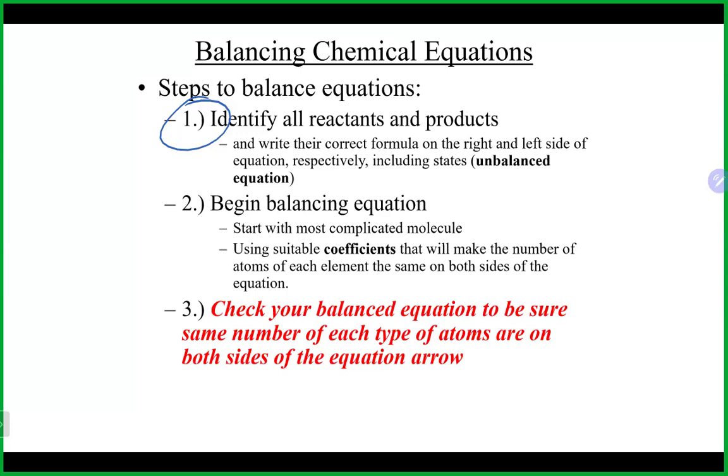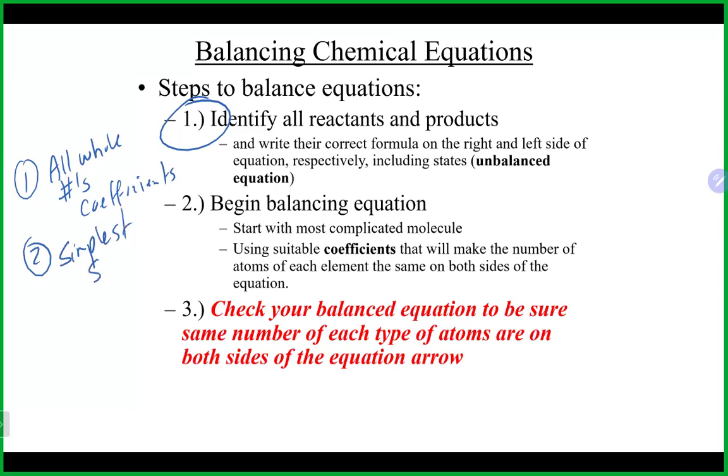If you successfully do this, there's really two things you need to make sure of when you have an equation that's properly balanced. You need to make sure that all the coefficients are whole numbers, and they do need to be the simplest set of whole numbers. So what do I mean by that?